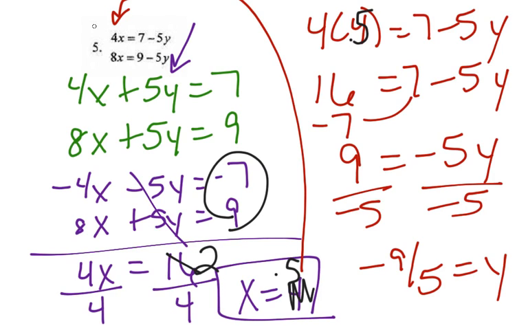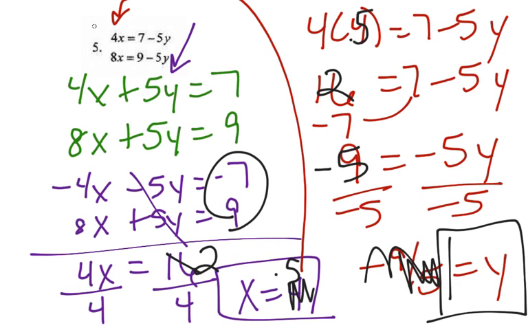4 times 0.5 is 2. When I add the 7, or when I subtract the 7, I should have gotten a negative 5. And so that means that y is equal to 1. So 8 times 0.5 is 4. 9 minus 5 times 1 is also 4. So y equal 1 and x equal 0.5. Do you see why it's important that you go check your work? We all make mistakes sometimes.